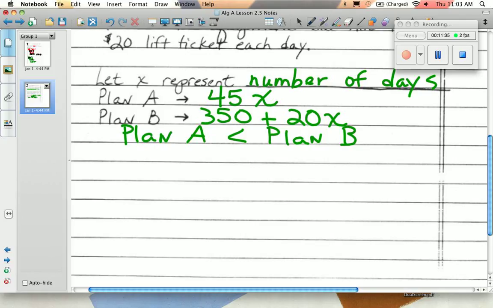So what could we replace Plan A with in that? 45x. What could we replace Plan B with? 350 plus 20x. And look at what we have: an inequality to solve with variables on both sides.